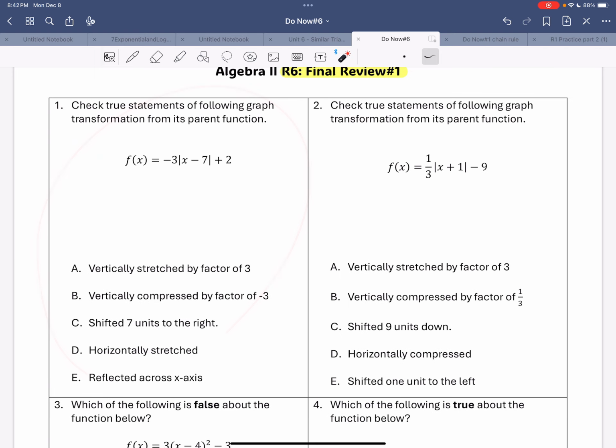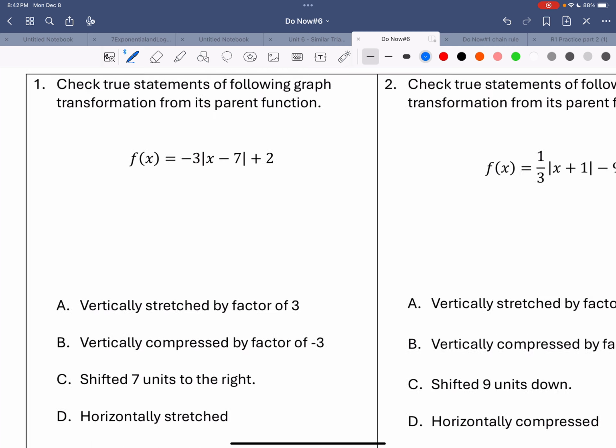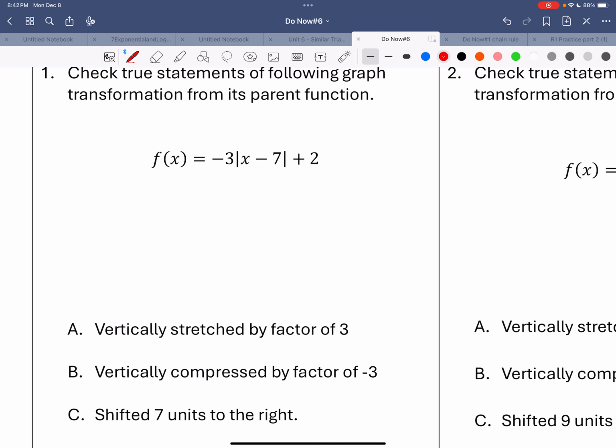So the first one says: check true statements of the following graph transformation from its parent function. Again, it's very simple and easy. If you see a negative, the graph is reflected across the x-axis. Do you see this 3? It's not negative 3, you only look at 3, and 3 is greater than 1. So we call it vertically stretched by 3. What I mean by vertically stretched is your graph is going to shrink like this when you actually graph it.